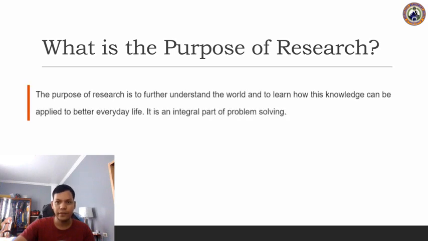So there's also a definition here. The purpose of research is to further understand the world and to learn how this knowledge can be applied to a better everyday life. What is this? It is an integral part of problem solving.